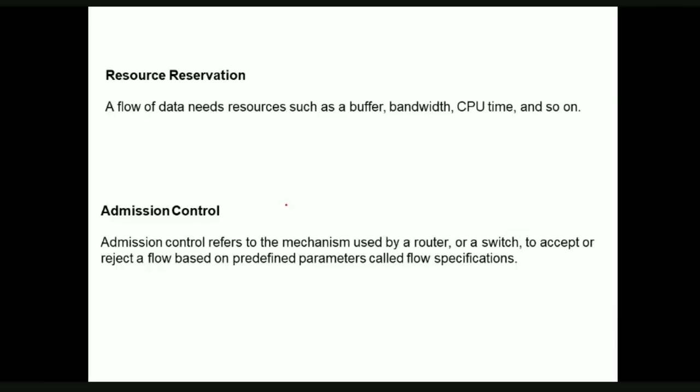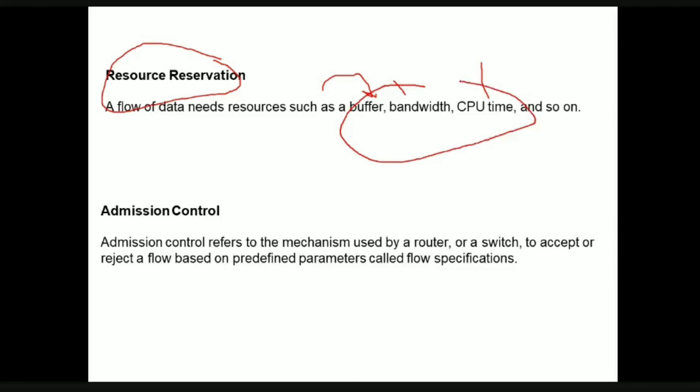And the last thing is resource reservation. Resource reservation means, whenever data is flowing into the network, it requires resources such as buffer, bandwidth, the CPU time, and so on. Right. So the quality of service is improved if these are reserved beforehand. If the buffers, the bandwidth and the CPU time are reserved, obviously the quality of service will be improved. That is, if we reserve the resources before sending the data, the quality of service will be improved.